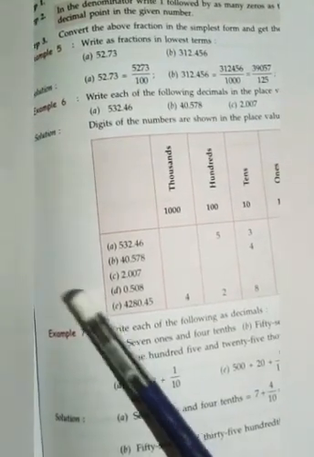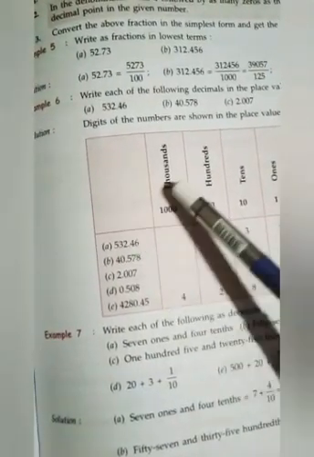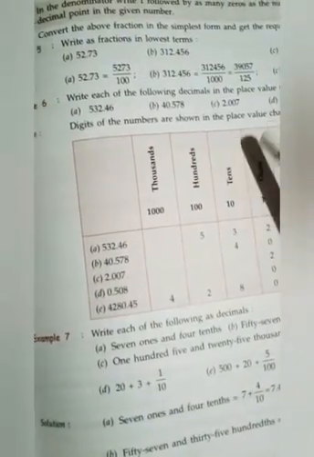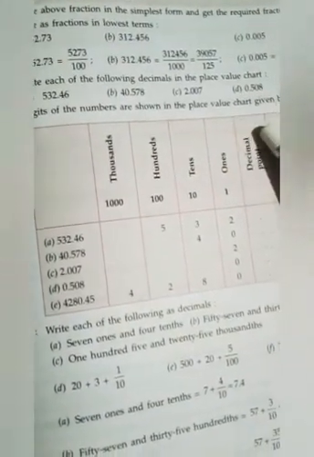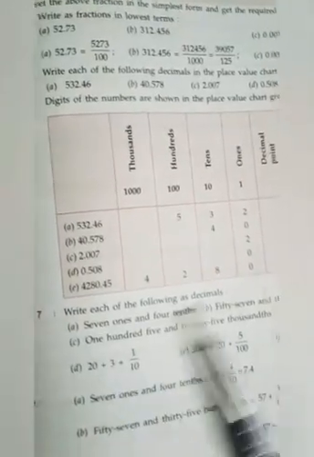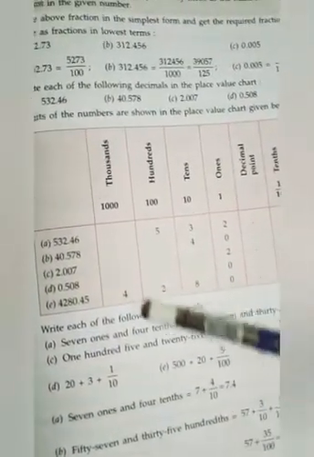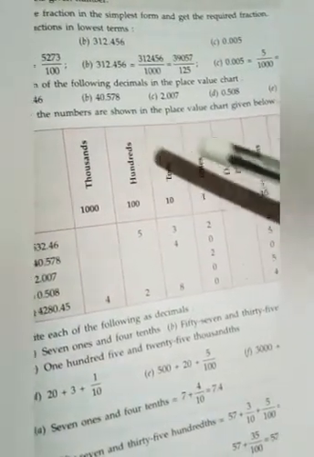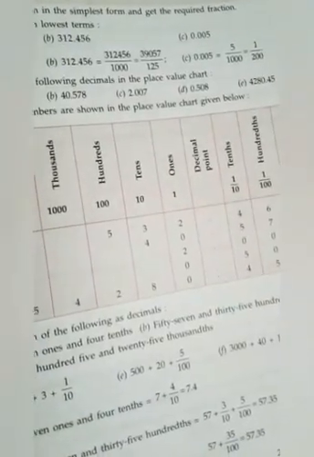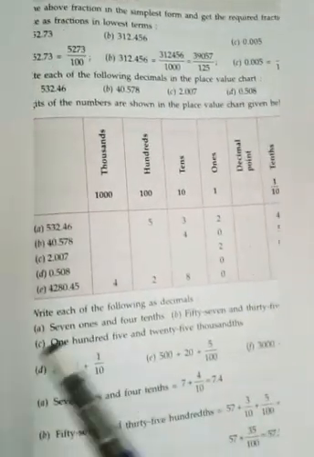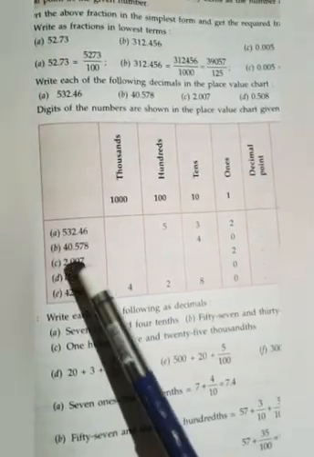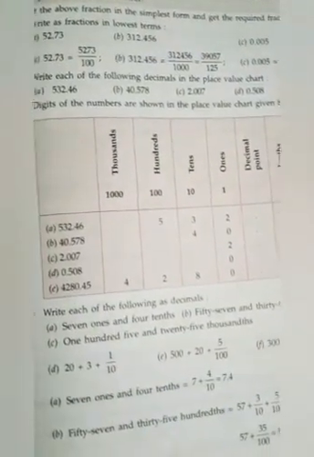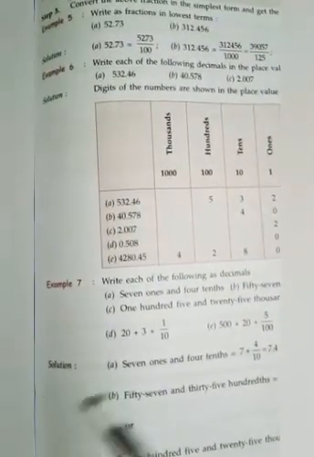Then example 6. Write each of the following decimals in the place value chart given below. So this is the place value chart. This is 1000s place, 100s, tens, ones, then the decimal part is this side. Like this you see the number value and put it. Then example 7.